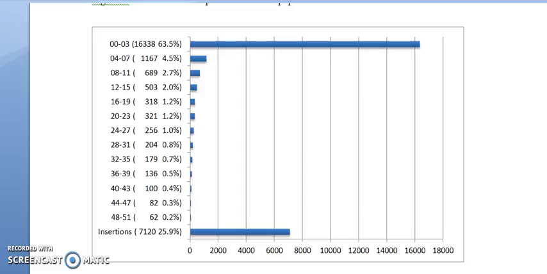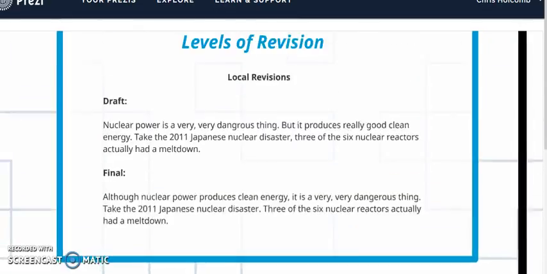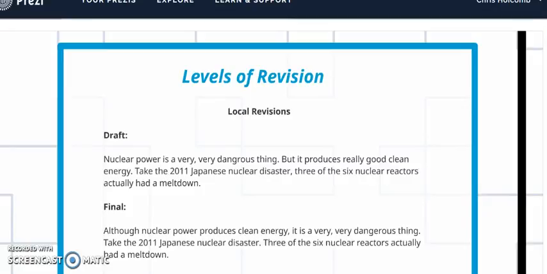Toward that end, let's go back to the Prezi. Okay, next slide. When scholars in composition and rhetoric, or teachers of composition and rhetoric, talk about revision, they often talk about it at two levels. Local revisions, these are revisions at the level of the word, the phrase, and the clause, and then global revisions. Here's an example of a draft from a student paper, a 102 paper.